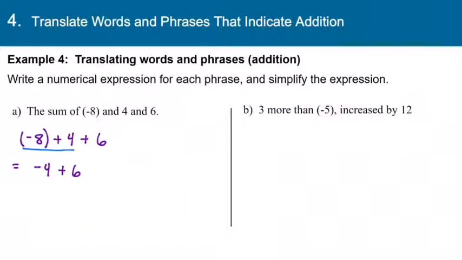And then -4 plus 6 is simply 2, because the signs are different, so we subtract and take the sign of the larger number.